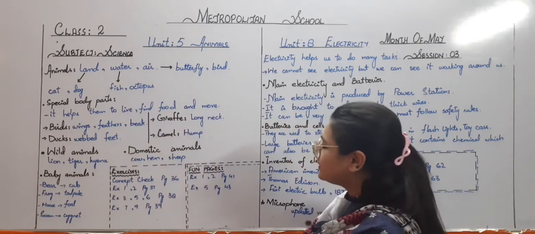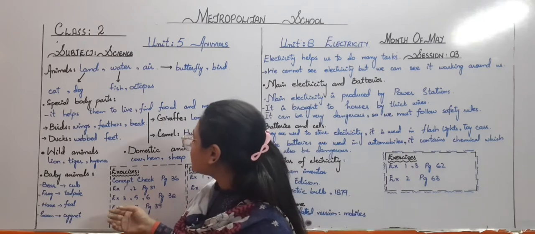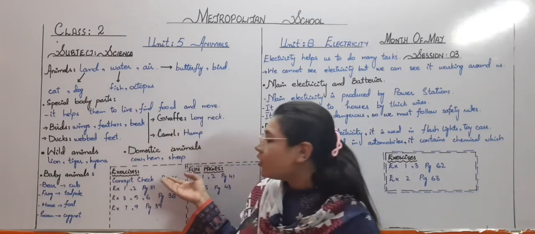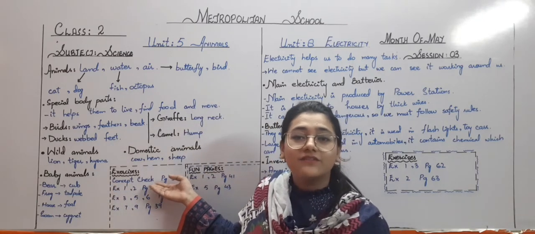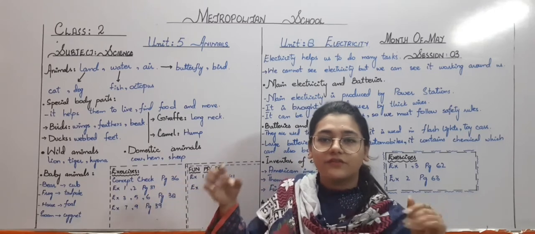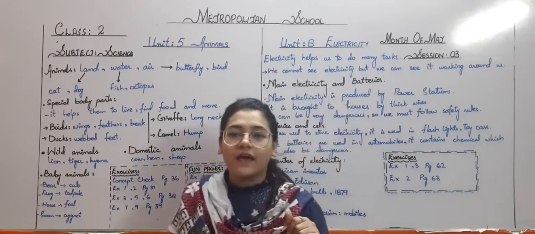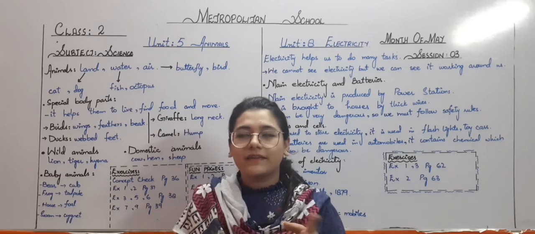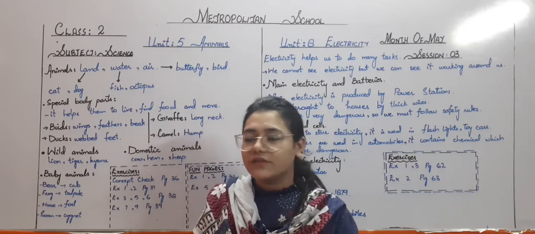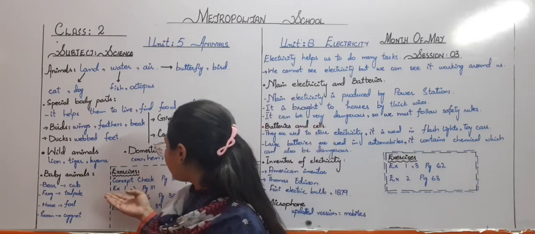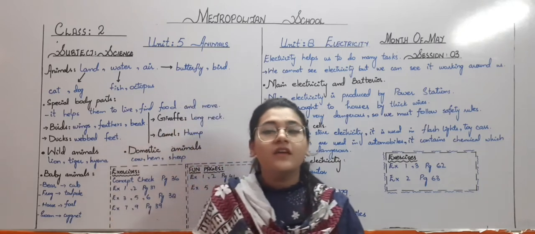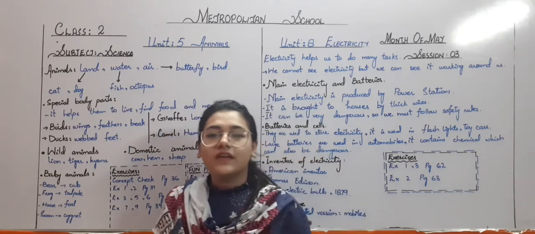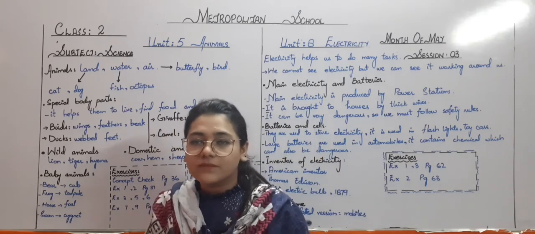Now let's move towards the exercises of this chapter. We have done concept check on page number 36, in which we have fill in the blanks in the first one, and then we have match the columns. We have been given some words and we have to match according to it. Then on exercise 1 on page number 37, we have choose the best answer, in which we have been given some options and we have to choose the best one.